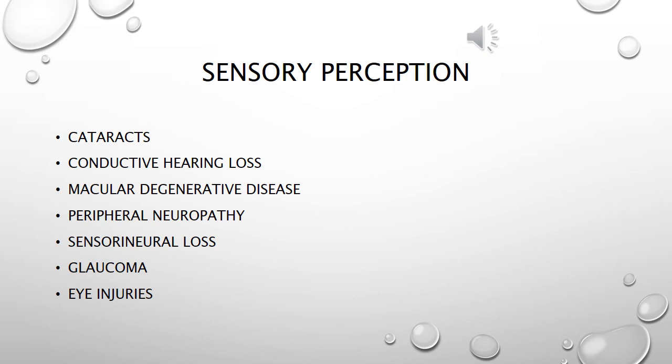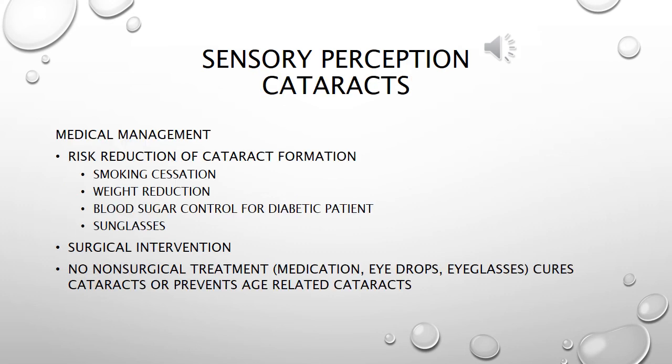In the concept of sensory, there are exemplars: cataracts, conductive hearing loss, macular degenerative disease, peripheral neuropathy, sensorineural loss, glaucoma, and eye injuries. The concept of sensory, cataracts is an exemplar. A cataract is a lens opacity or cloudiness. It affects nearly 24.4 million Americans who are 40 years or older.